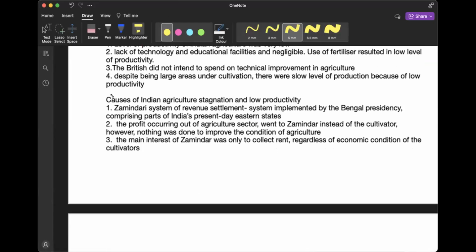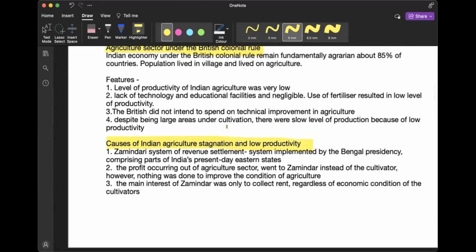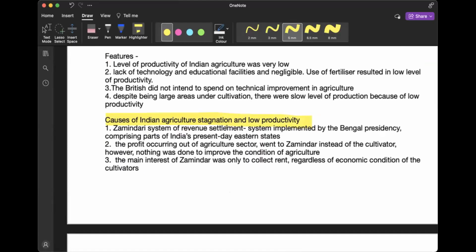Okay. Now, basically, what happened in India? The growth was really stagnant and productivity was low. Why? Because there was a zamindari system of revenue. That means whatever money you earn, the zamindar will collect some tax out of that. Agriculture is already low, people are earning low, but still you have to give a certain amount to the zamindars. The main interest of the zamindar was only to collect rent, regardless of the economic condition of the cultivator. No matter whether you are rich or poor, you have to give the rent.